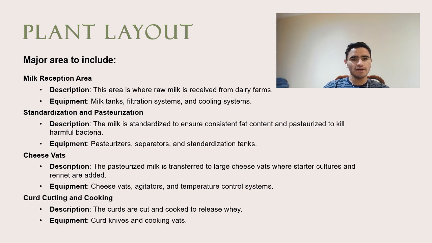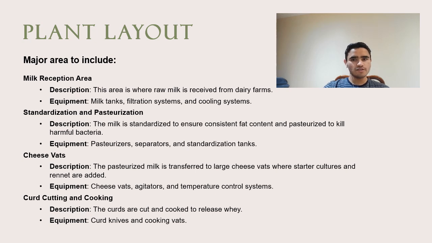This is the area beside the receiving area, the main cheese processing area, in which the standardization and pasteurization area is located. The operations conducted here ensure the milk is standardized to ensure fat consistency, crucial for cheddar cheese. Also, pasteurization eliminates harmful bacteria by heating the milk to a specific temperature and cooling it quickly. So these are the pasteurization, separation, and standardization tanks. These three operations take place here.